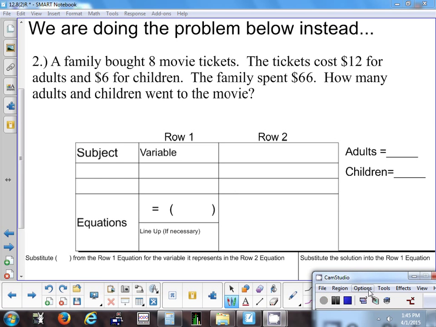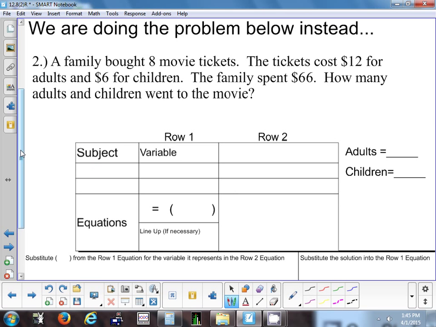All right, so this is the problem we're using. If you don't want to write it on your sheet, you don't have to. So, a family bought 8 movie tickets. The tickets cost $12 for adults, $6 for children. The family spent $66. How many adults and children went to the movie? Mr. Bergeron came up with this question, just so you know.